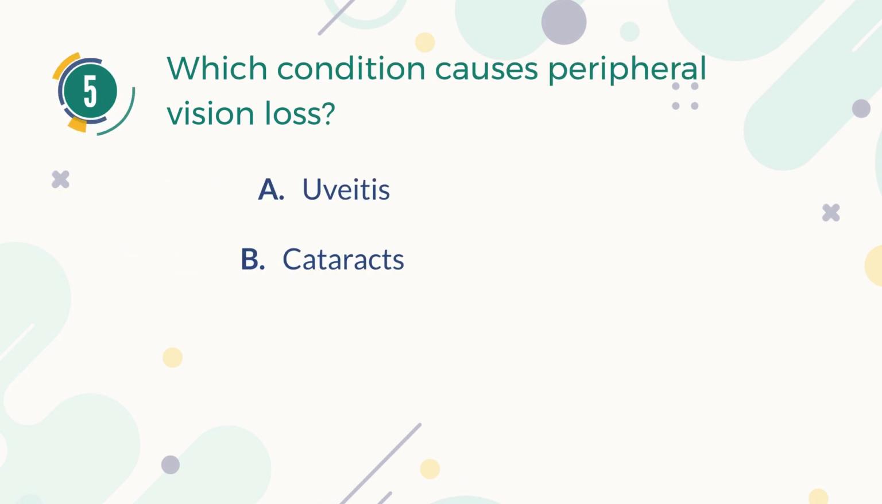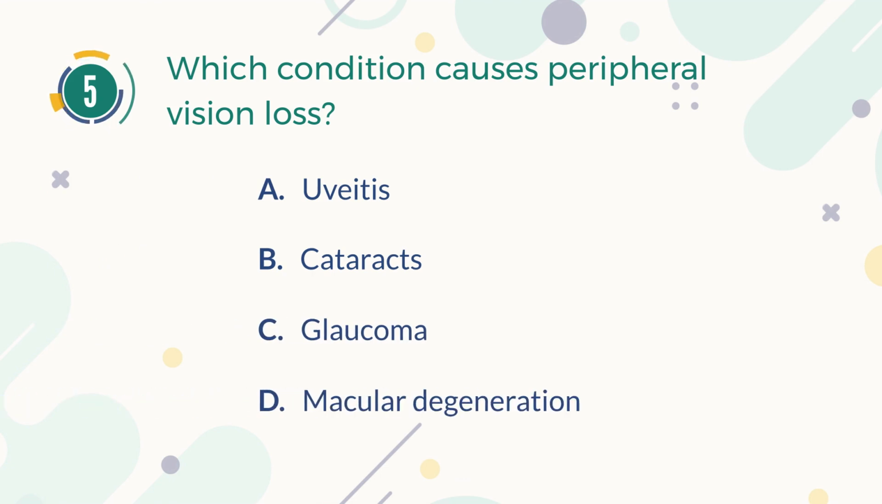Number 5. Which condition causes peripheral vision loss? A. Uveitis. B. Cataracts. C. Glaucoma. D. Macular degeneration.